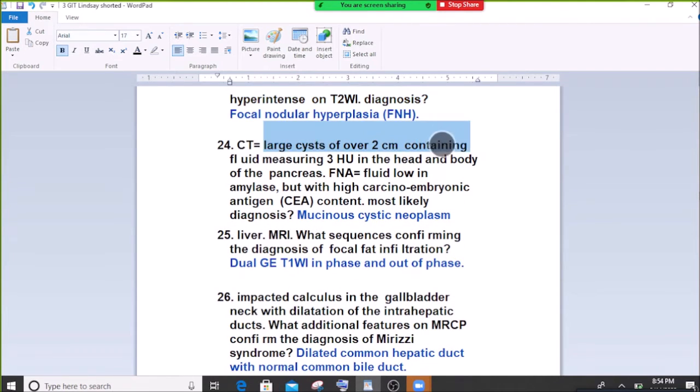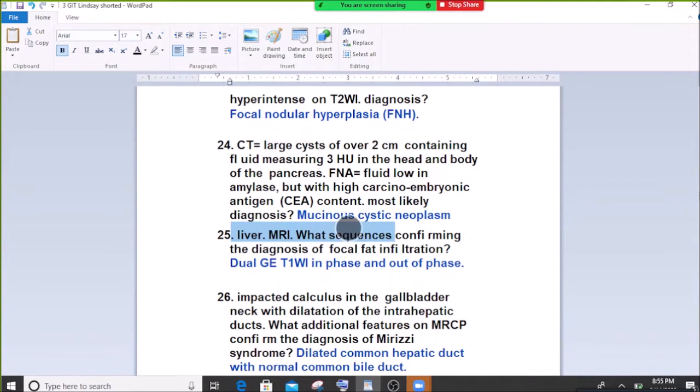24. CT scan shows a large cyst of over 2 cm containing fluid at 3 HU in the head and body of the pancreas. FNA shows fluid with amylase, but with high carcinoembryonic antigen content. The most likely diagnosis is mucinous cystic neoplasm. Serous cystadenoma has a bunch of grapes appearance and central scar, but this is a large cyst with fluid-like attenuation, so the diagnosis is mucinous cystic neoplasm.